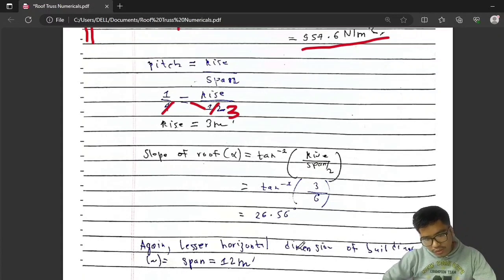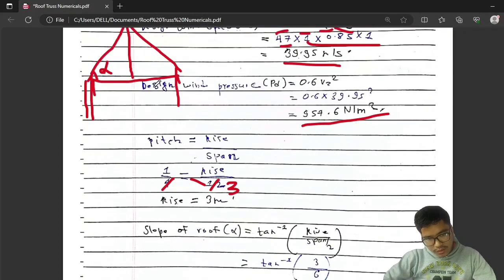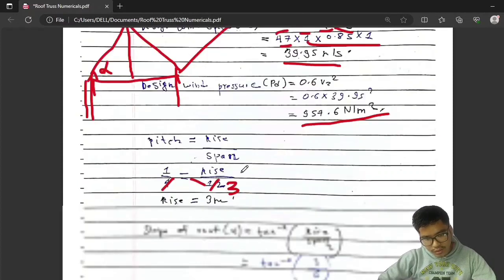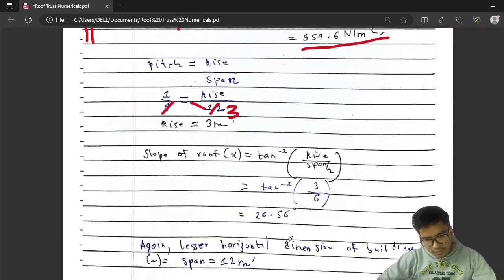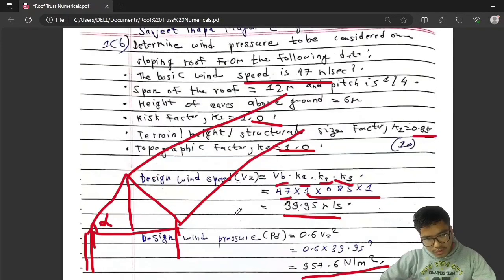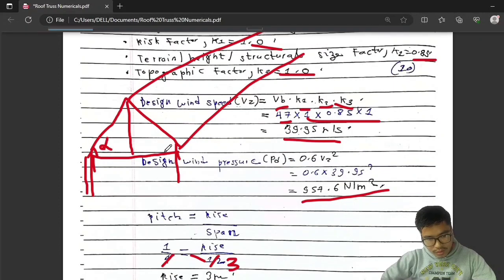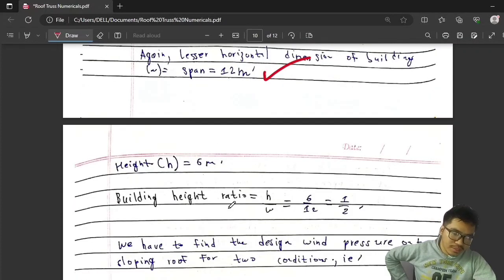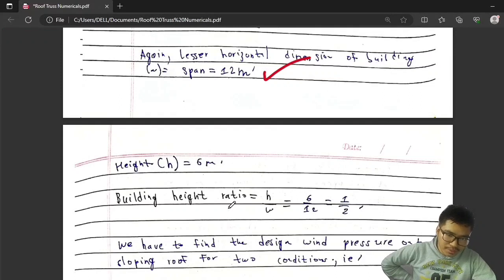So lesser horizontal dimension of the building. So this is greater horizontal and this is lesser horizontal, which is 12 given in the question. And height of building is also 6, that is height of eaves above ground, which is 6. Building height ratio is H divided by W, 6 divided by W is 1 by 2.